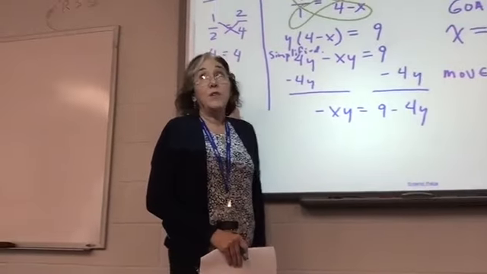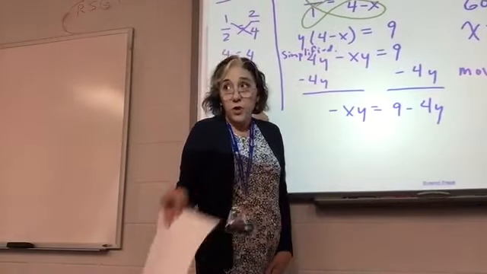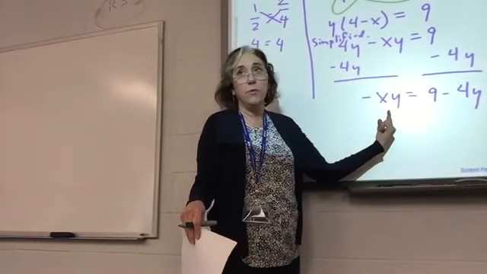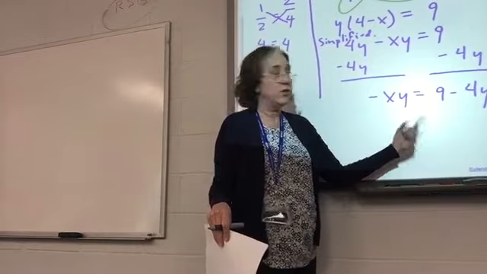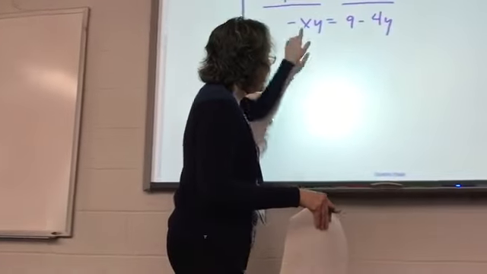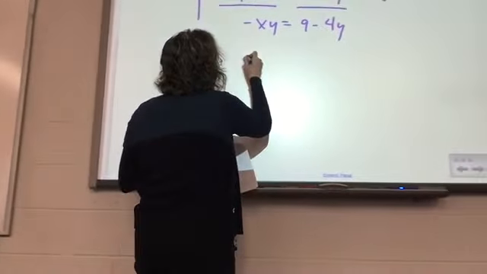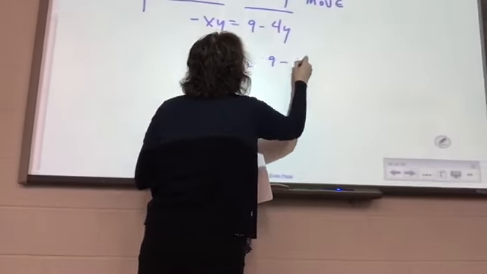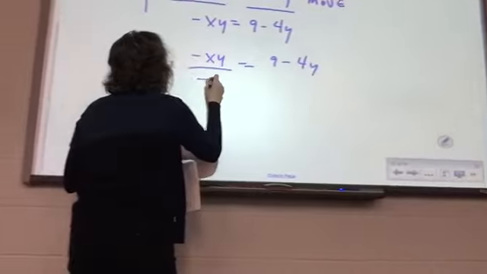Now, I don't need to factor on this one. I'm ready to move on to divide. Does everybody see that? Because I only got one term. If you've only got one term, you don't need the factoring step. So how do I get an x by itself? What is it that I need to divide by? By what? Good. Divide by negative y.